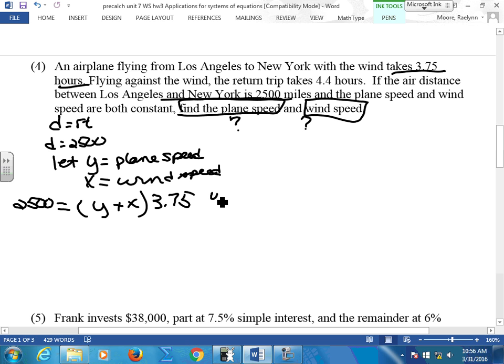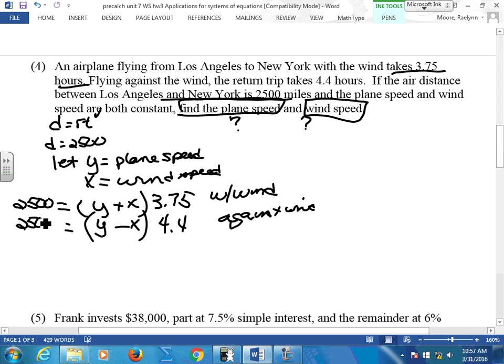The second equation says against the wind. This was with the wind. So if it's against the wind, what am I going to have to do to the wind speed? Subtract it. And how long did this take me? Time, 4.4. From there, you should be able to do it.